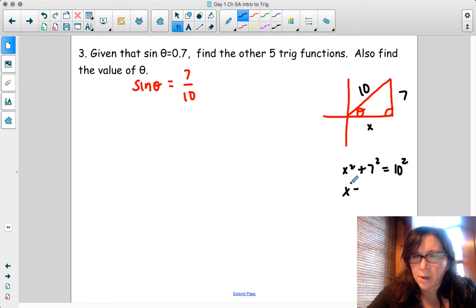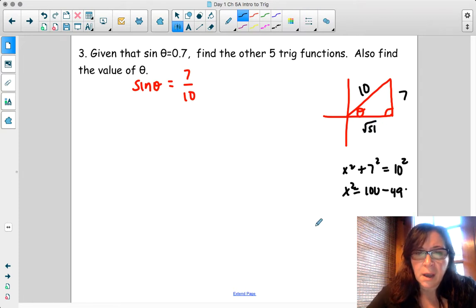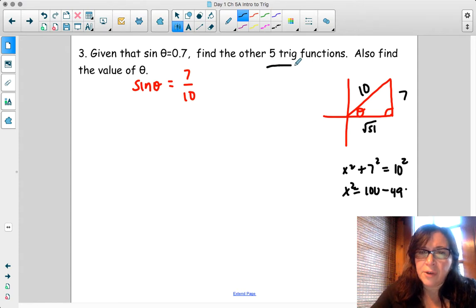So x squared equals 100 minus 49, and 100 minus 49 is just going to be 51. So x is equal to the square root of 51, and let's put that right here. Now we can find the other five trig functions.